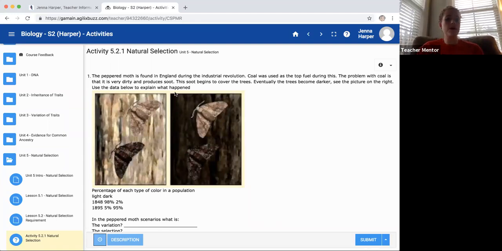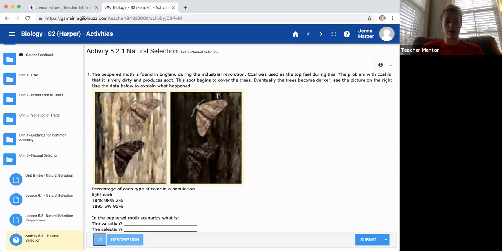So the question says, the peppered moth is found in England during the Industrial Revolution. Coal was used as the top fuel during this. The problem with coal is that it's very dirty and produces soot. The soot begins to cover the trees. Eventually the trees become darker. See the pictures on the right? Use the data below to explain what happened.